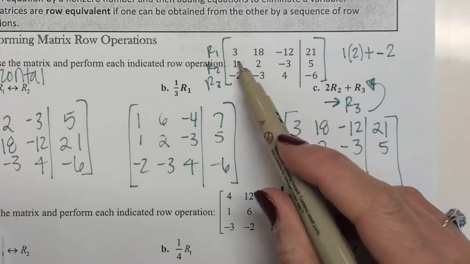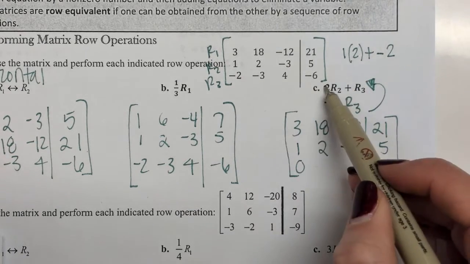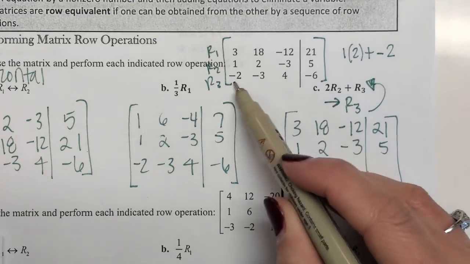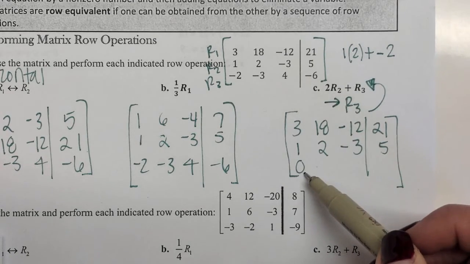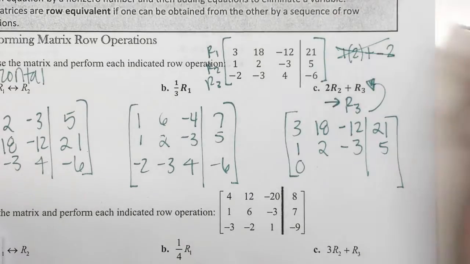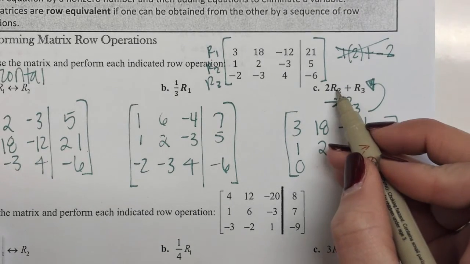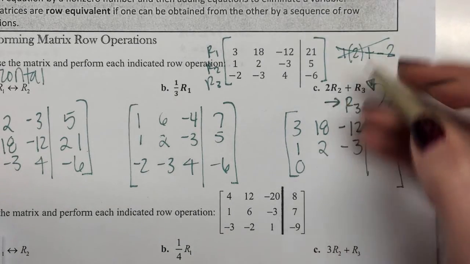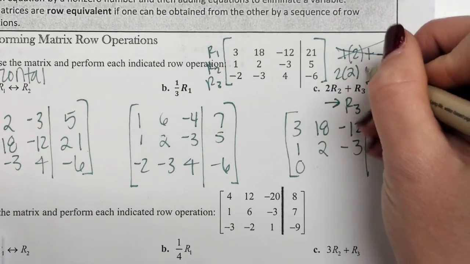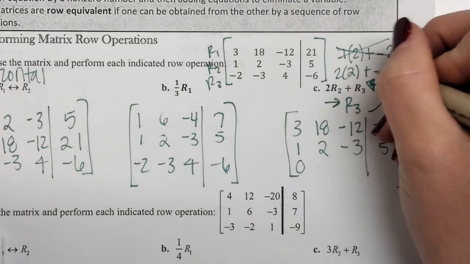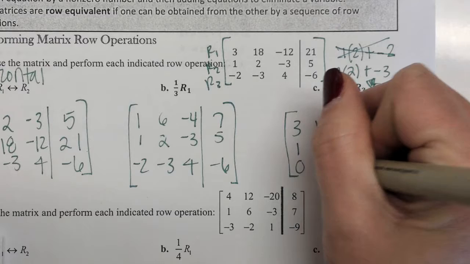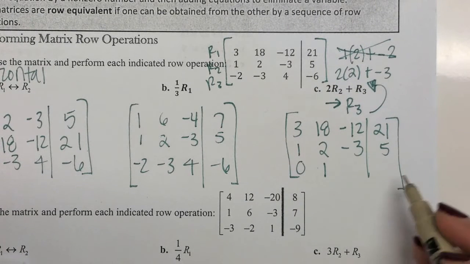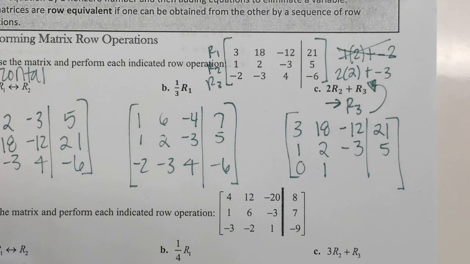You take 1, which is row 2, multiply it by 2, add the first number in row 3 and get 0. Let's do the next one together. Next number in row 2 is what? 2. So 2 times 2 plus this number, negative 3. That's going to give me what? Good. Go ahead and do these last 2 spaces in row 3 on your own.